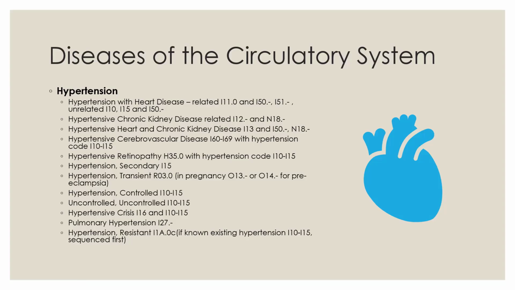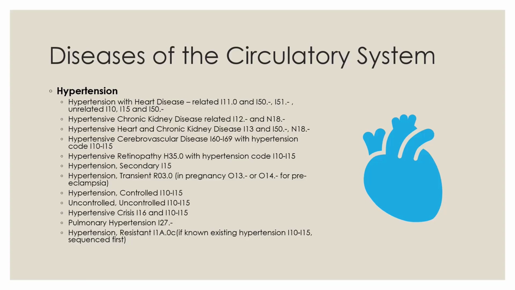Number 10, hypertensive crisis. Assign a code from category I16 for hypertensive crisis for documented hypertensive emergency, or unspecified hypertensive crisis. Code also any identified hypertensive disease from categories I10 through I15. And remember, the sequencing is based on the reason for the encounter.